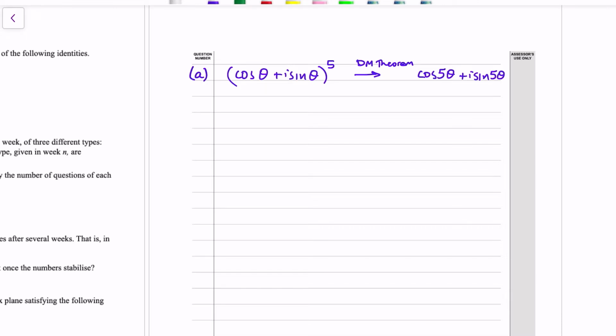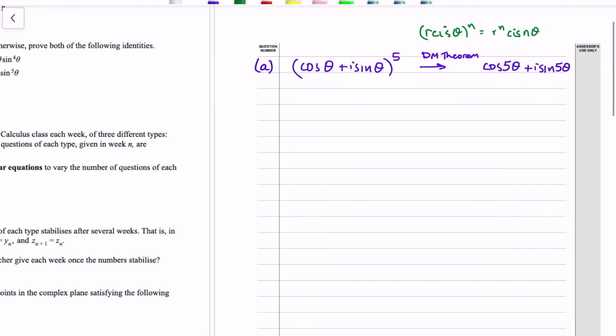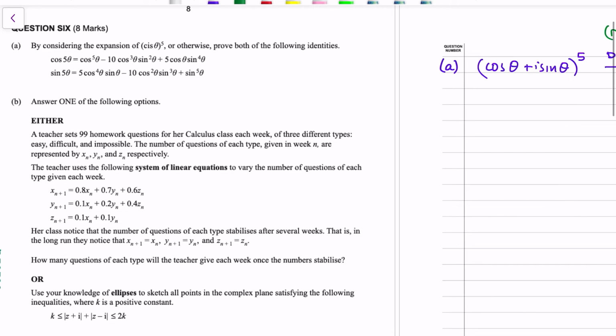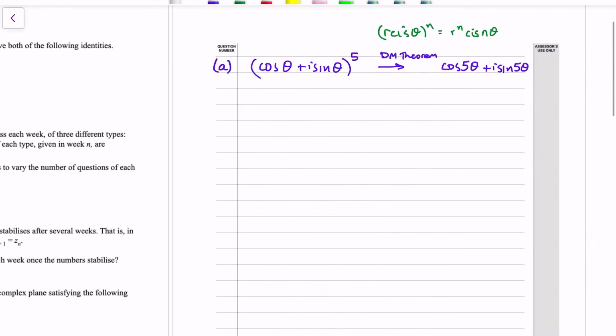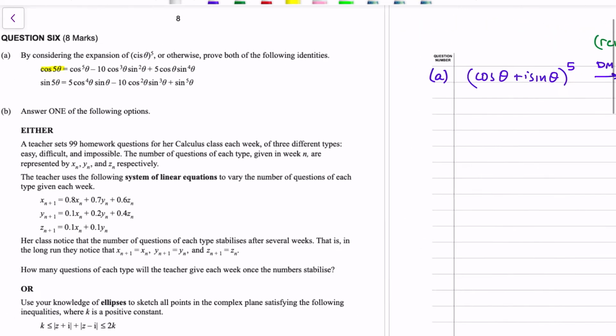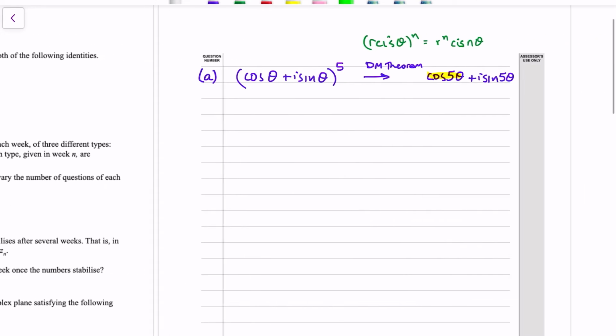Okay, so that's using our theorem, which says r cis theta to the power of n is r to the n cis n theta. But I said r was 1 and n is 5. So that should make it quite clear how to prove these trig identities, because cos 5 theta has appeared as the real part and sine 5 theta has appeared as the imaginary part.